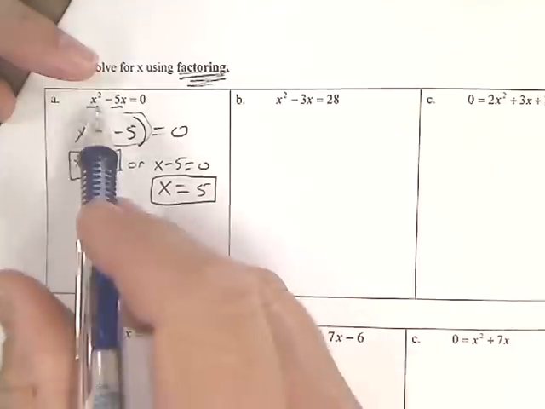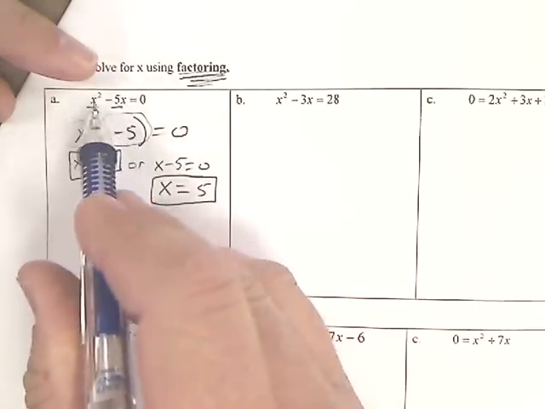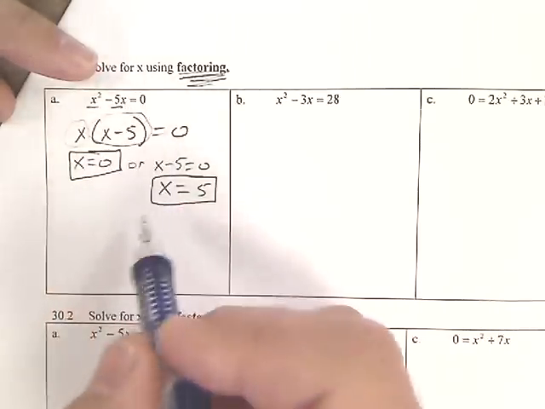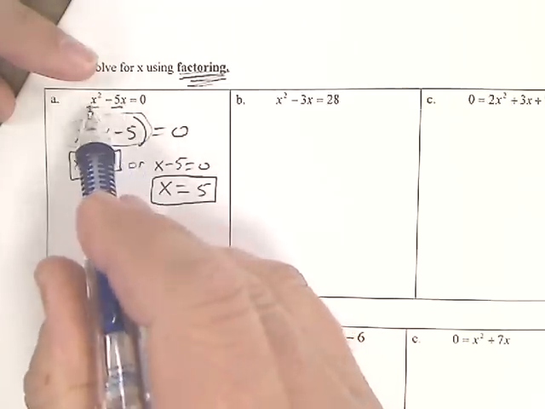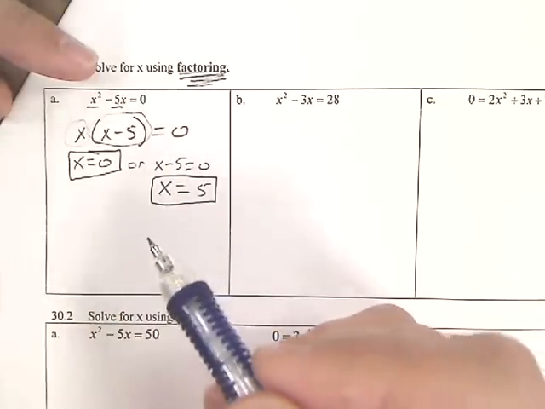If I plugged them in, 0 and 0, 0 minus 0 would be 0. Plug in the 5 there, 25 minus 25 is 0. See how it works?